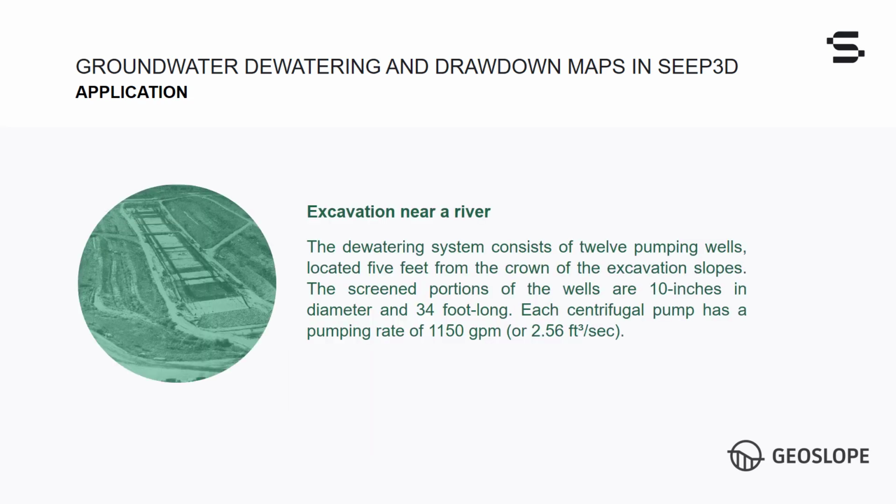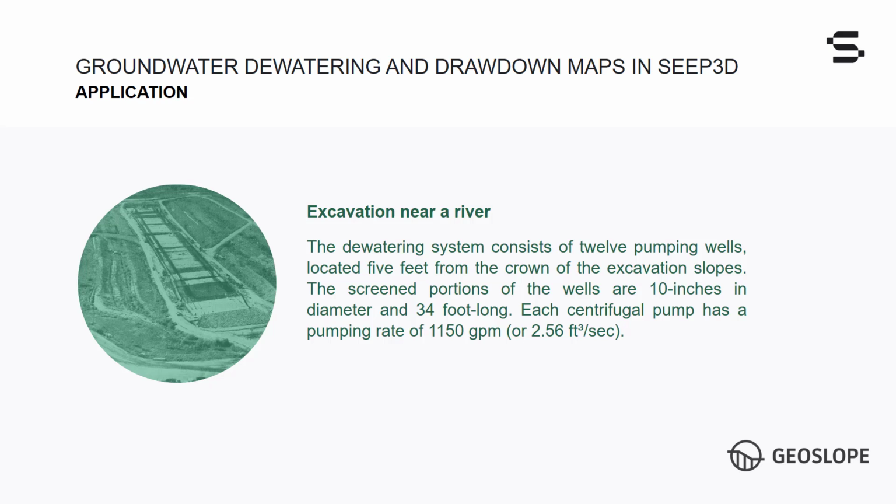Let's now move on to the second example that focuses on a deep well system for a 770-foot long, 370-foot wide, and 40-foot deep excavation in a 90-foot deep unconfined sandy aquifer. The dewatering system consists of 12 pumping wells located 5 feet from the crown of the excavation slopes. The screened portions of the wells are 10 inches in diameter and 34 feet long. Each centrifugal pump has a pumping rate of 1,150 gallons per minute, or 2.56 cubic feet per second.